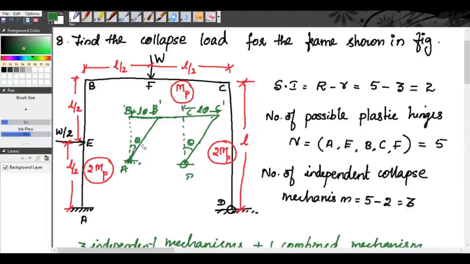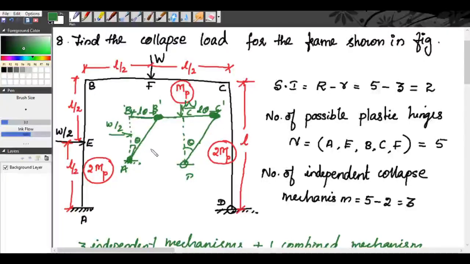This mechanism is called the sway mechanism. There will be a concentrated load W by 2 here, and here there will be W. The hinges are at A, B dash and C dash. So these three hinges: 1, 2, 3. This is called the sway mechanism.